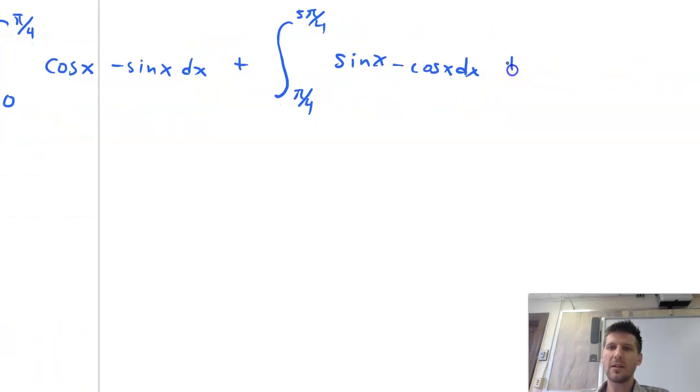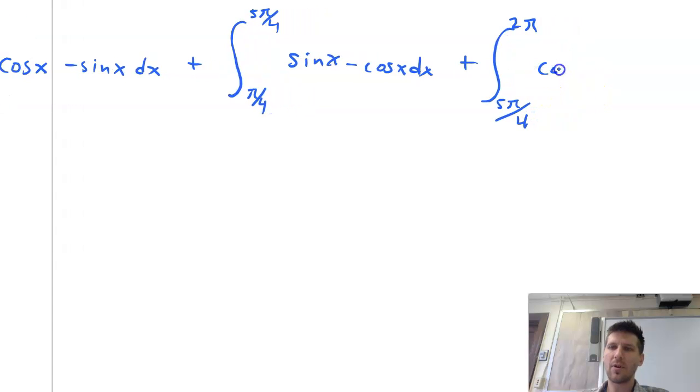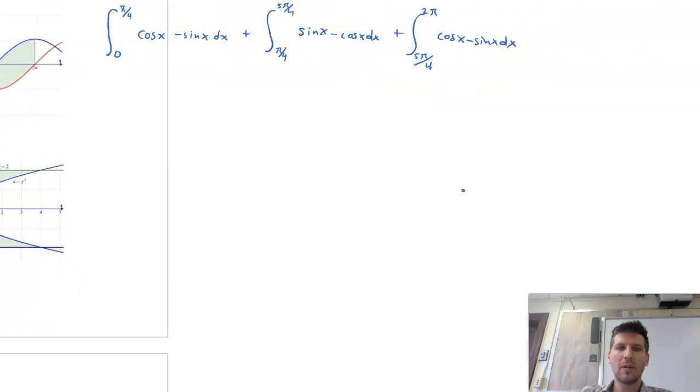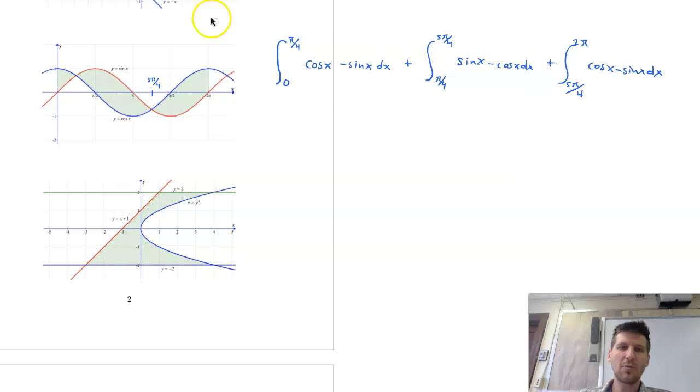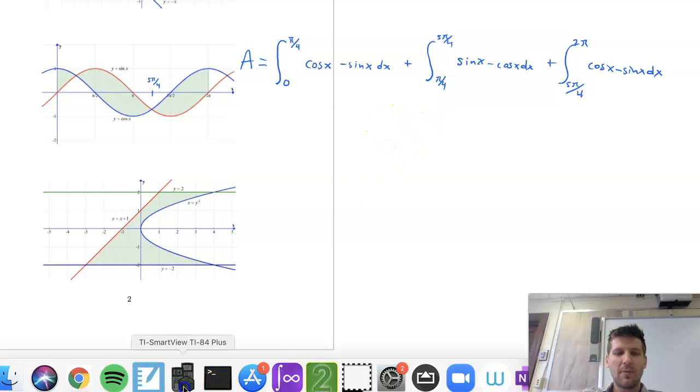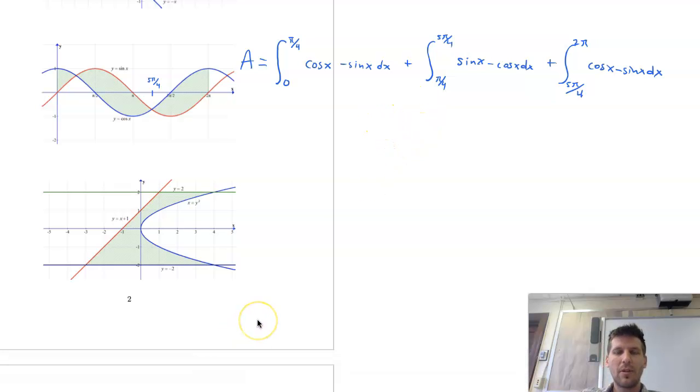And then lastly, we have from the end of that interval, 5 pi over 4, to the end of the entire shaded interval, which is 2 pi. We have cos of x minus sine of x dx. So let me zoom out a bit here. What you can see is that whatever this integral evaluates to will be precisely the area between the two curves. So now, if I choose to, I can open my calculator here.